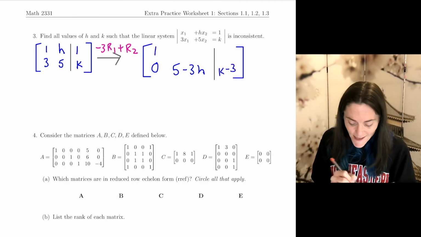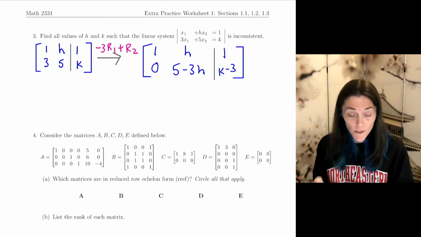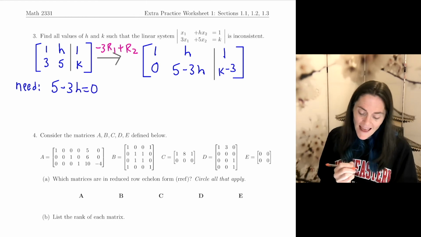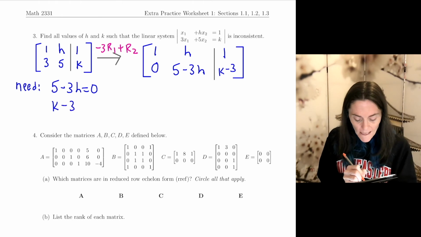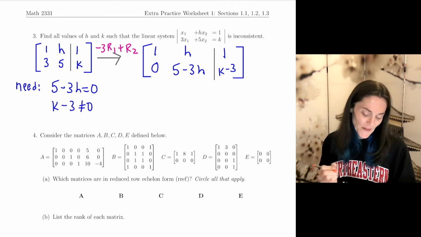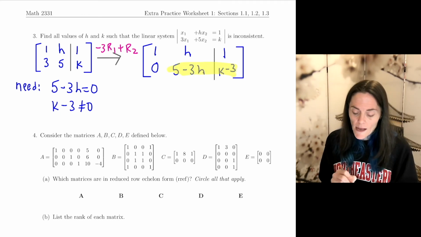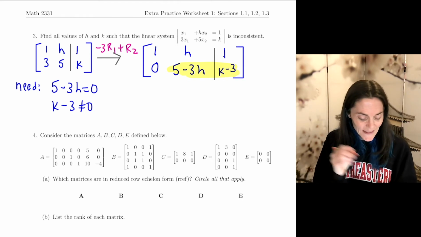And as I said, row 1 has not changed, okay? Well, to be inconsistent, we need 2 things. We need 5 minus 3h to be 0, and we need also k minus 3 is not equal to 0. Because then here, we will have 0 equals something non-zero.